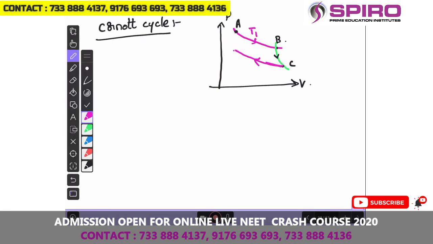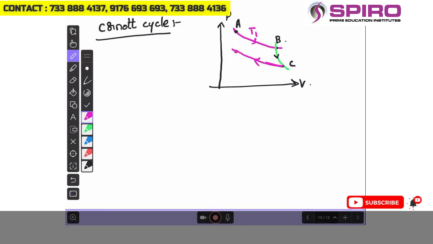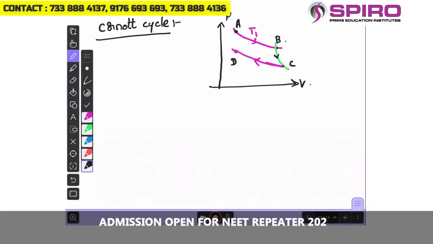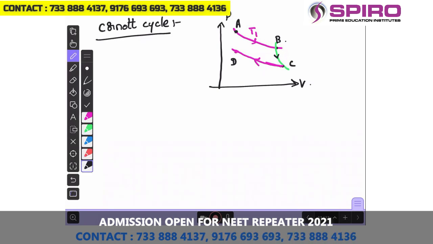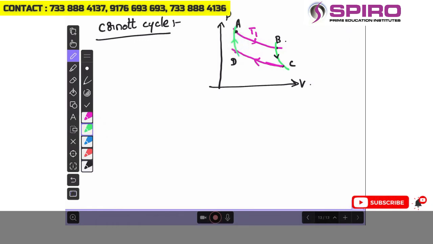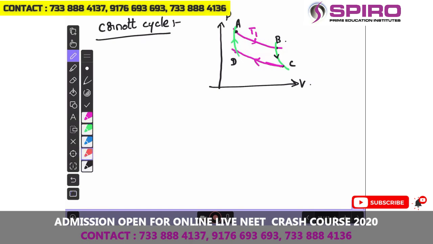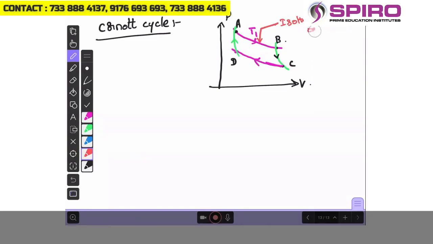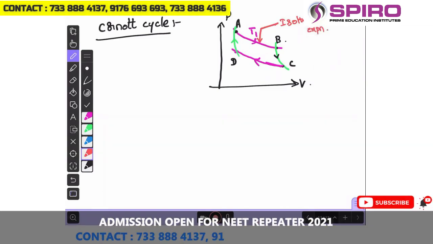This is the point, let us suppose, D, and from D to A again there is an adiabatic process. Okay, so A to B is isothermal expansion, and B to C is adiabatic expansion.